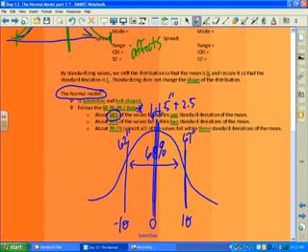Okay. I added a standard deviation, which it told me on the first page was 2.5. And then I subtracted a standard deviation to get here. Okay? Good question. You follow that? Okay. Let's see.